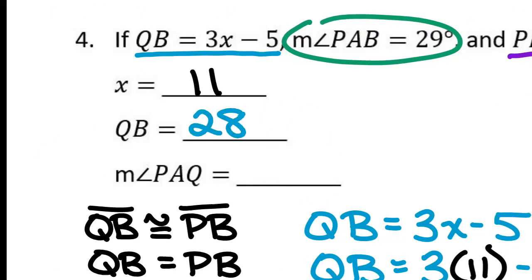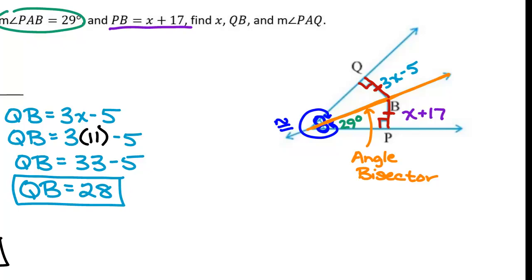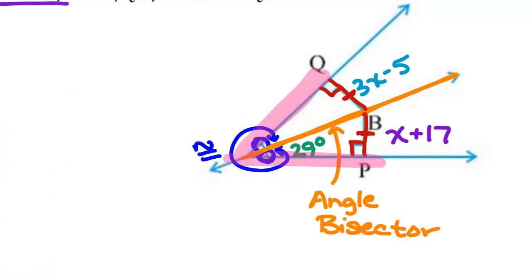All right, we have one thing left to figure out. We want the measurement of angle PAQ. Angle PAQ is this whole big angle right here. What did we call this ray again? Angle bisector. What does an angle bisector do? Cuts it in half. So if this one is 29 degrees, how big is this one?